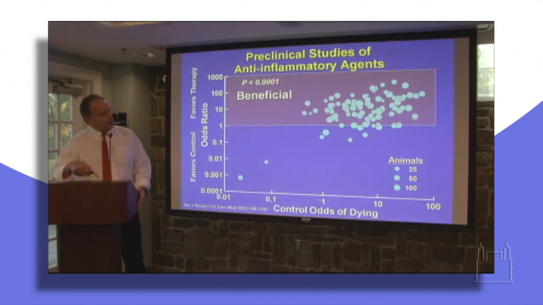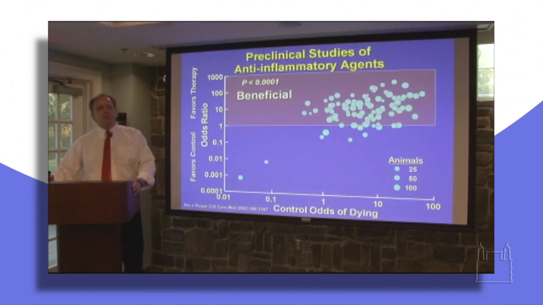A control mortality of 1 is a 50% mortality. I have to use the control odds of dying, so I don't limit the ranges. It's a statistical issue. But 1 means a 50% mortality. This is 100% mortality, and this is 0. The first thing you notice is that almost all the studies were done above a 50% mortality, and there were only 2 studies done at a low control mortality.